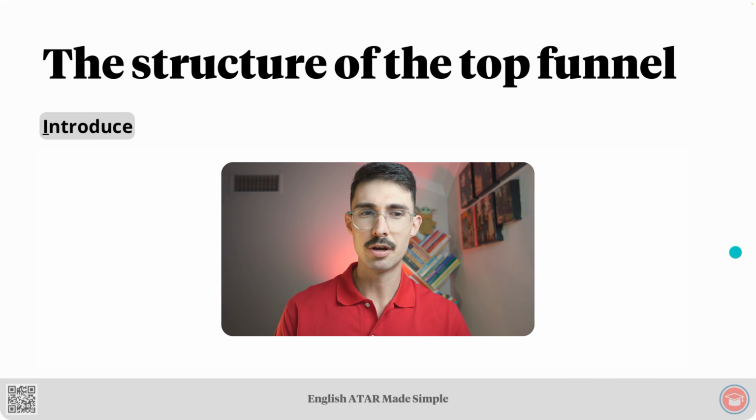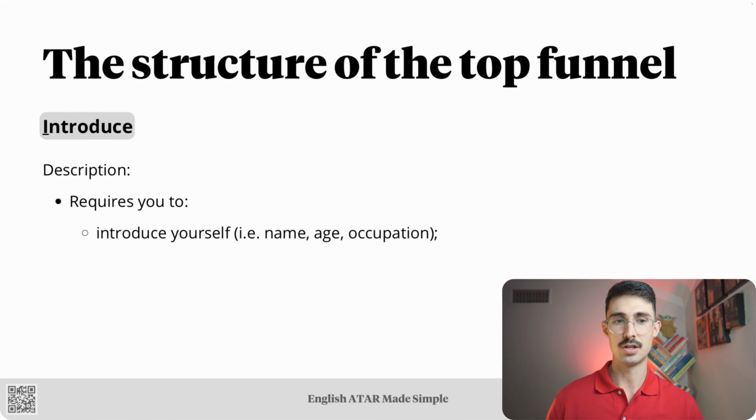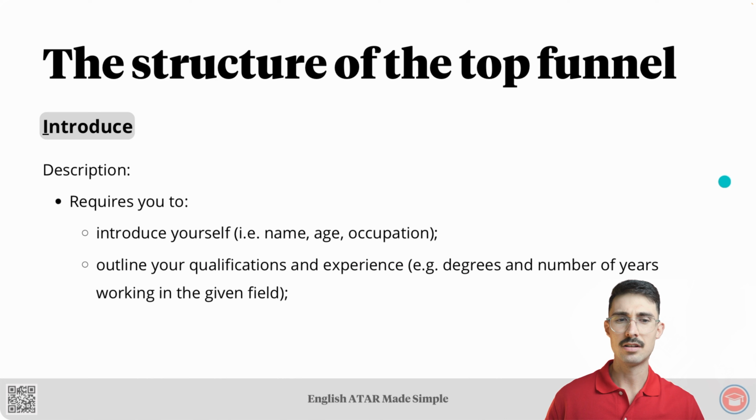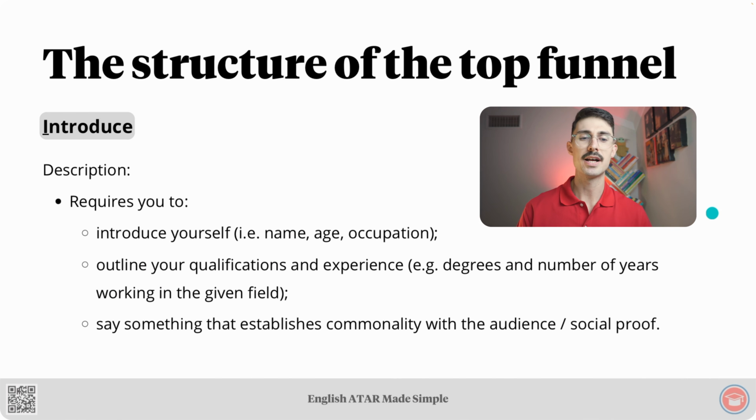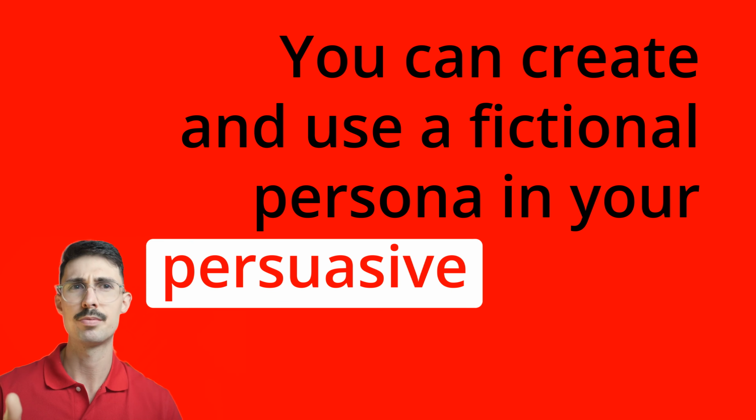Next element of the top funnel is the introduce element. This one requires you to do the following. Firstly, to introduce yourself by stating what your name, age, or occupation is. Then you have to outline your qualifications and experience, such as number of years working in the given field. And finally, it requires you to say something that establishes some commonality with the audience, and we can think of this as giving the audience some social proof that you're an average human being just like them. By the way, you can create and use a fictional persona in your persuasive speech.